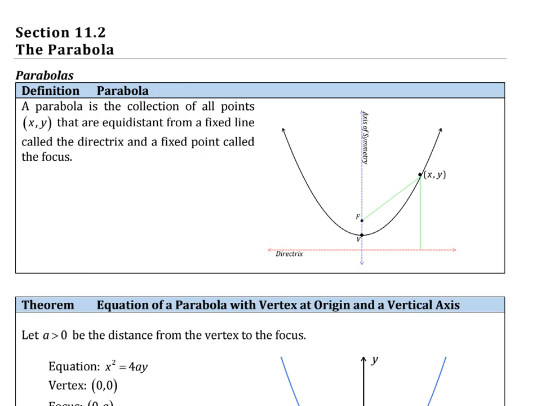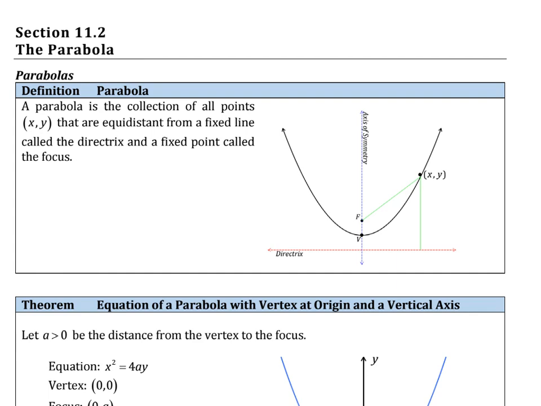A parabola is simply a collection of points (x, y). The collection of points is this black solid line, and it's such that any point on this curve, on this parabola, is equidistant from a point and a line. The point is the focus and the line is the directrix.